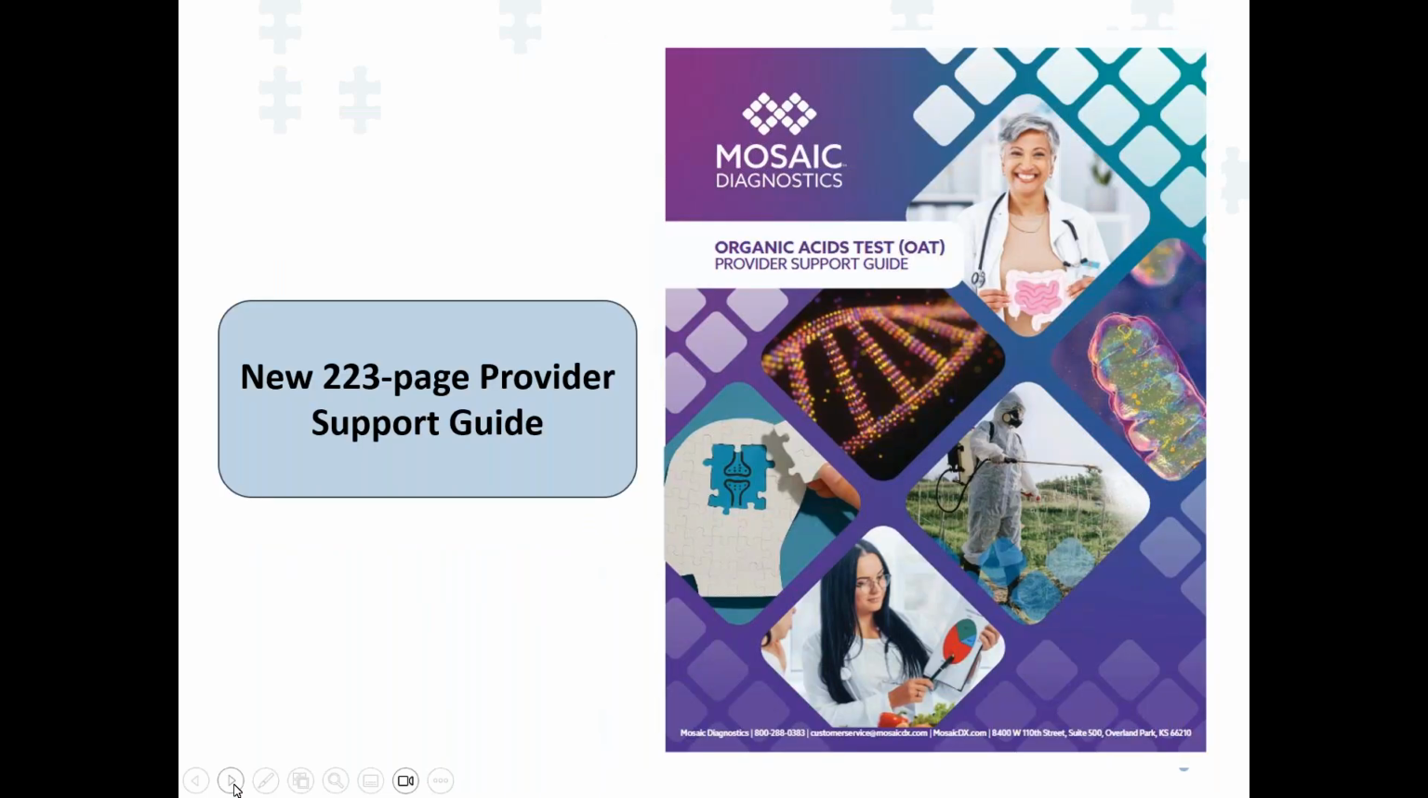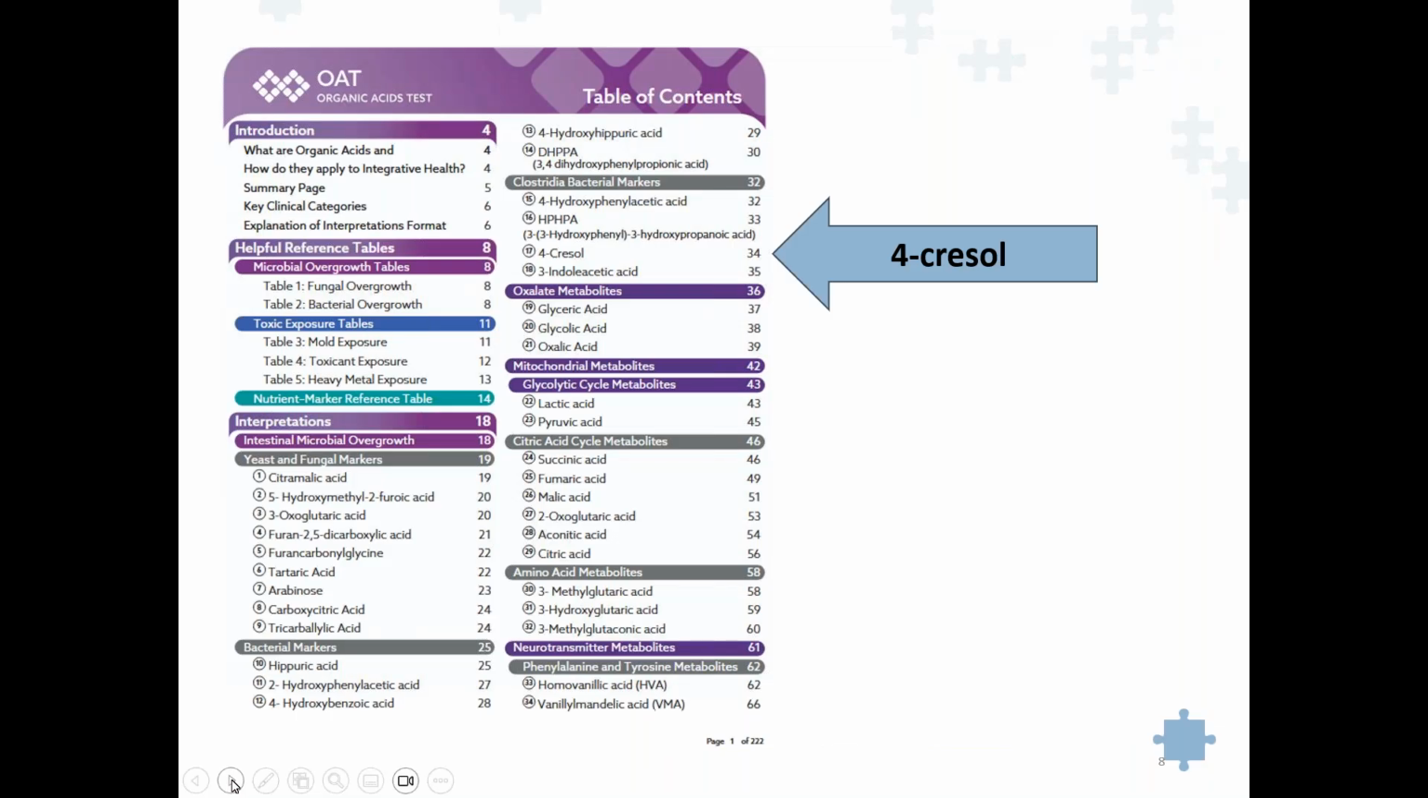There is a new 223-page provider support guide. This thing is loaded with information. You can find it off the Mosaic Diagnostics homepage: if you go into the section for the organic acid test, you can download it as a PDF on your desktop. I have my own copy.